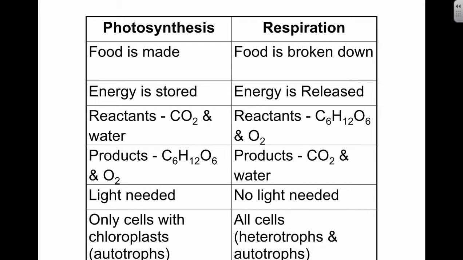In photosynthesis, light is needed. In respiration, you don't need any light. And photosynthesis happens in all cells with chloroplasts, which are autotrophs, plants, and all cells, heterotroph and autotroph, go through respiration.